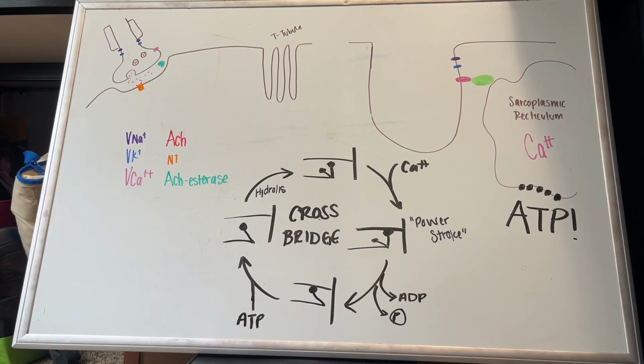Upon binding, the phosphate group is released, initiating a power stroke. During the power stroke, the myosin hinge region bends, pulling the actin filament past the myosin filament towards the center of the sarcomere. The ADP is also released from the myosin head during the power stroke.